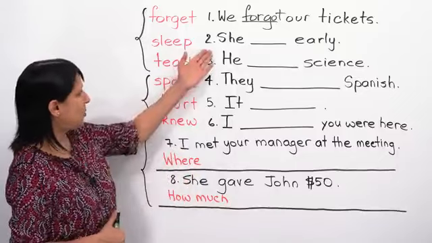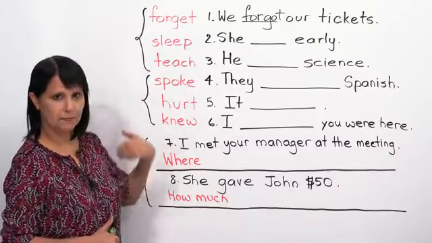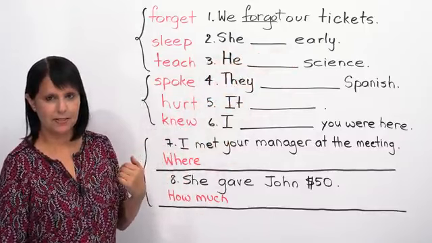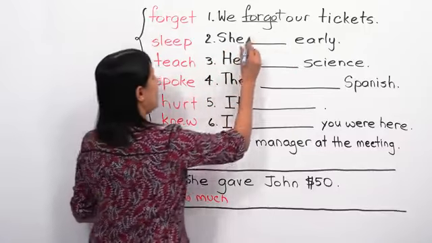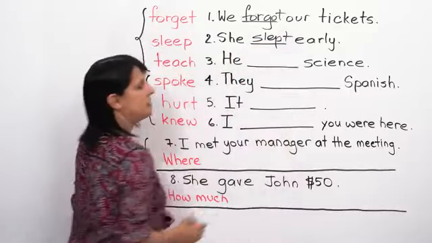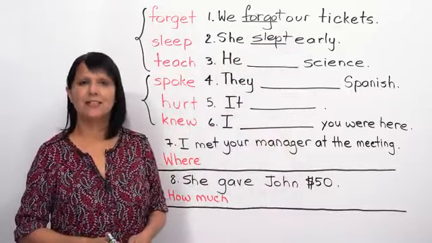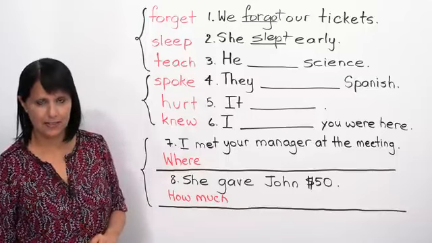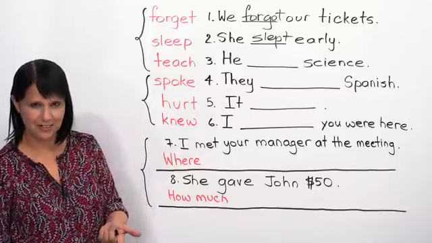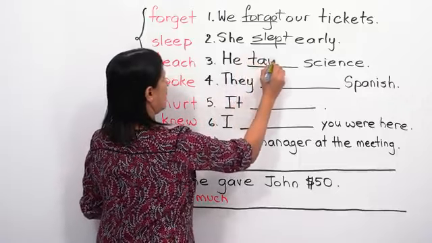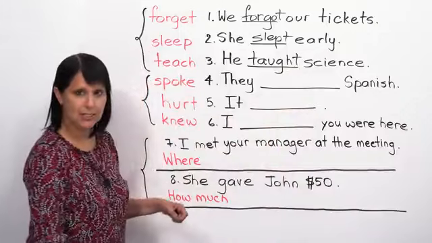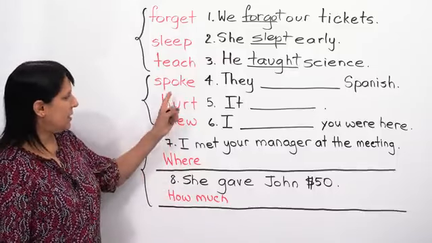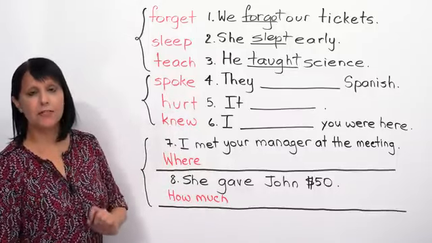All right? So, number 2, sleep. Let's change that into the past. She something early. The past tense of sleep is she slept early. Say it after me. Slept. Good. Teach. He something science. Past tense of teach. Taught. T-A-U-G-H-T. Say it after me. Taught. Good.